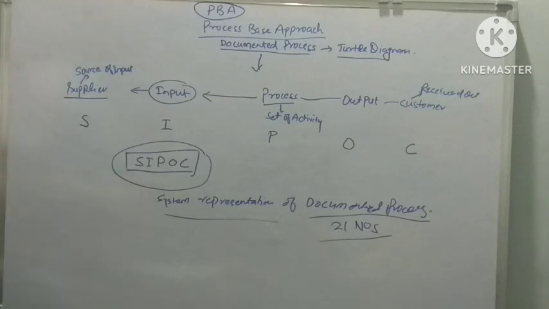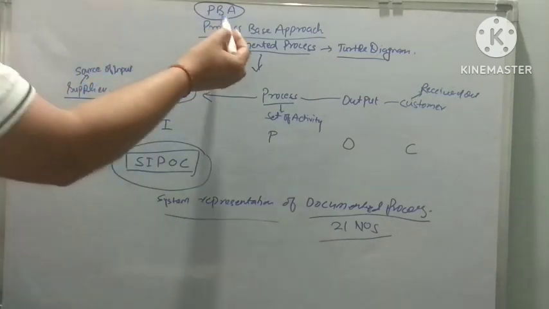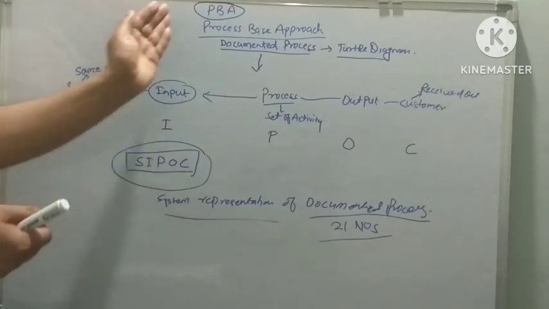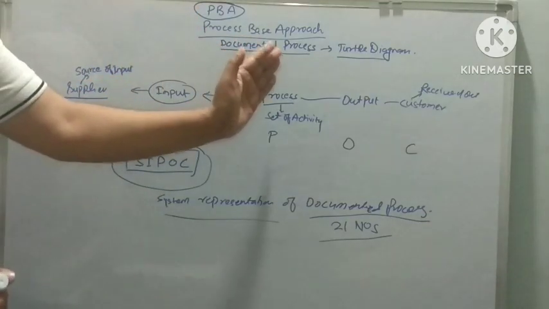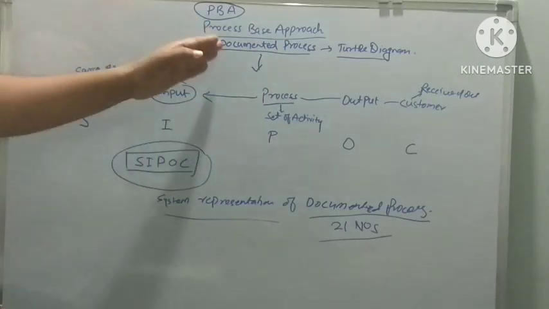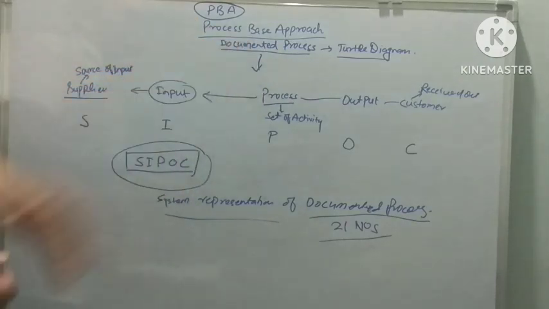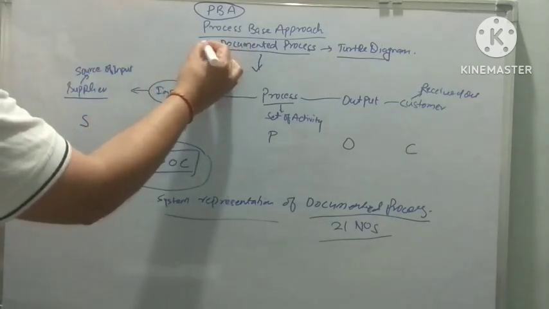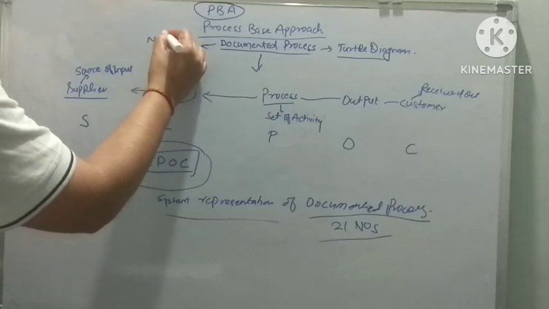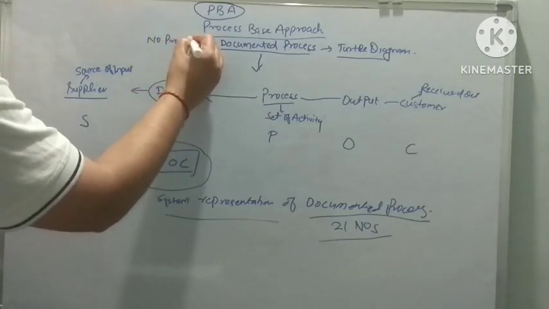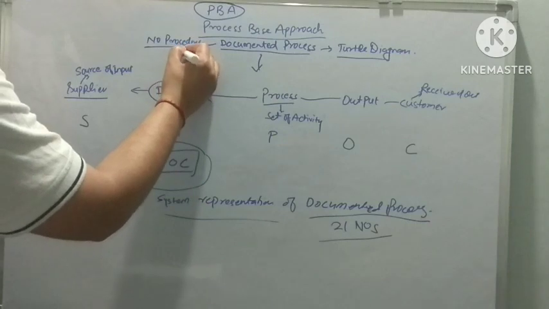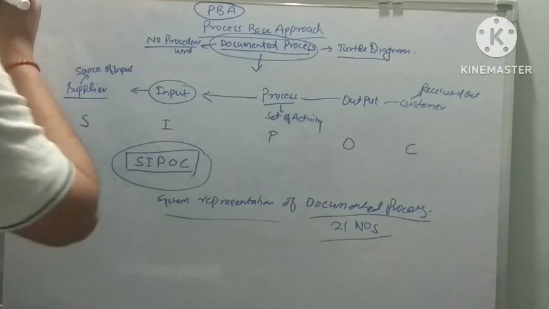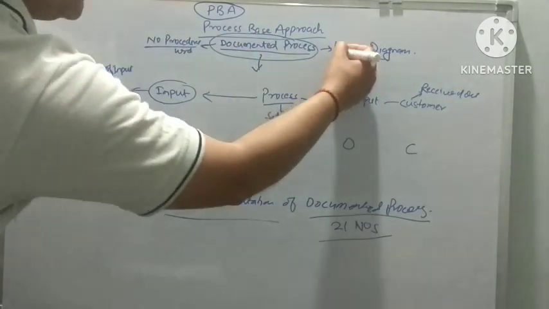Let's discuss PBA, as we told you earlier. PBA means process-based approach. Process-based approach means documented process. Now the word procedure is replaced with documented process, so there is no word procedure, as we told you earlier. Procedure will be replaced with documented process. We also call that a turtle diagram.